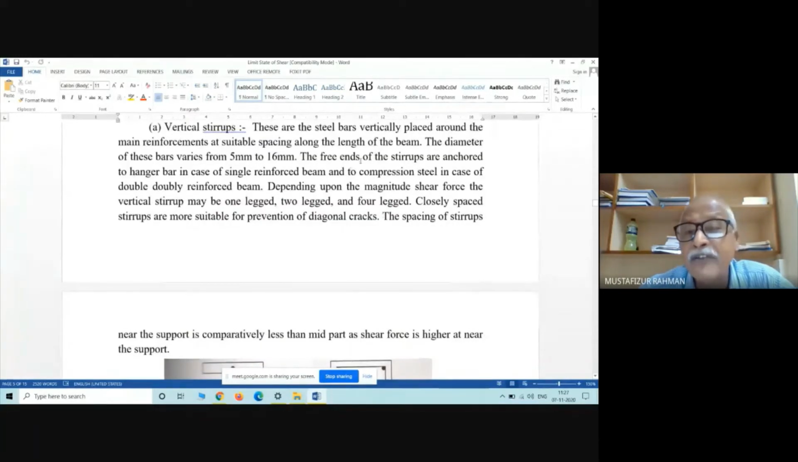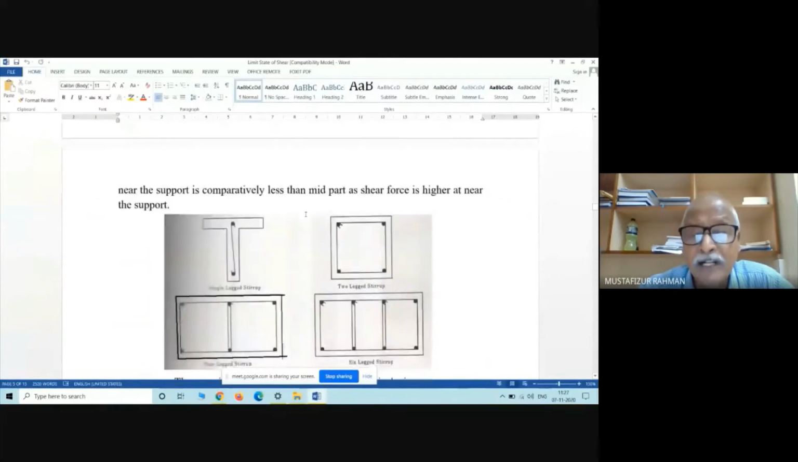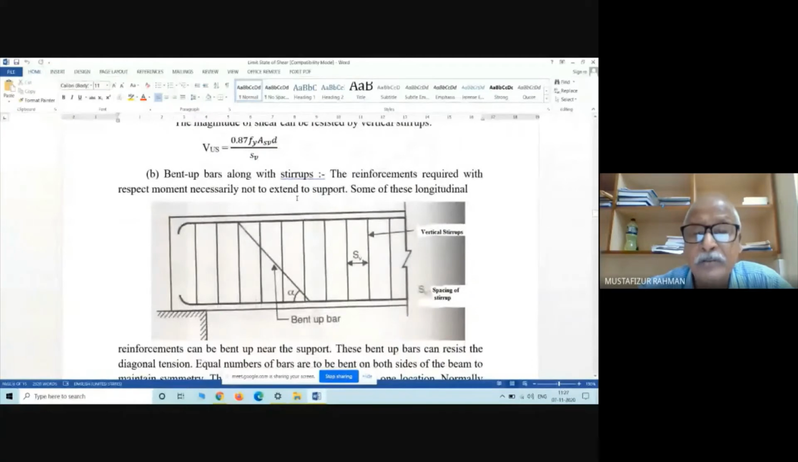They see the free ends of these, which we will discuss later, very clearly. Okay, so these are the vertical stirrups. Sometimes, see, this is a cross section. This is our compression reinforcement, or hanger reinforcement, and the bottom one is the main reinforcement.